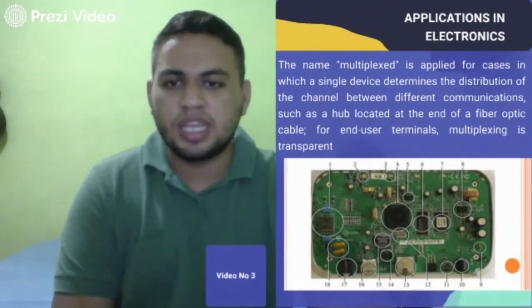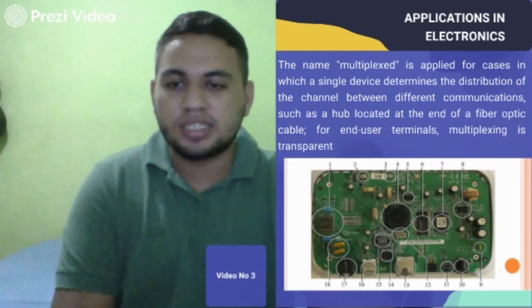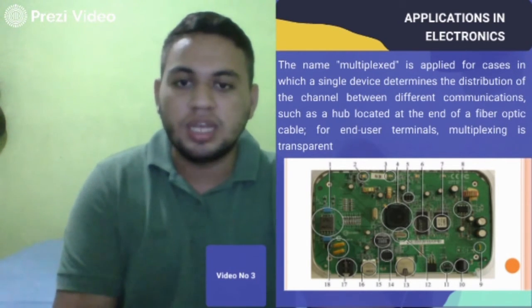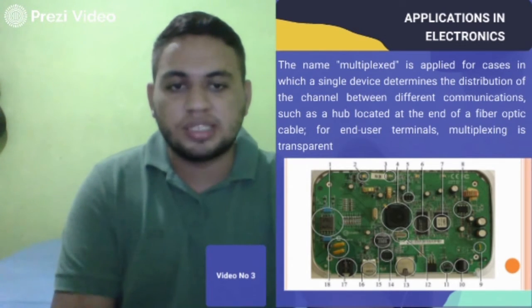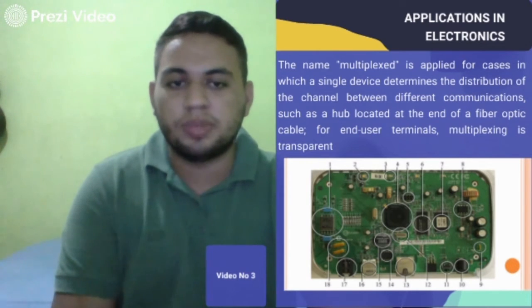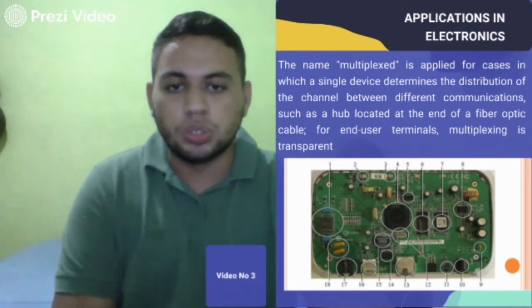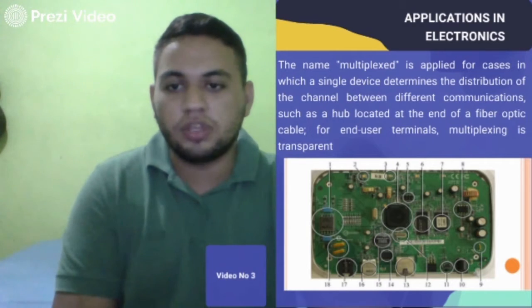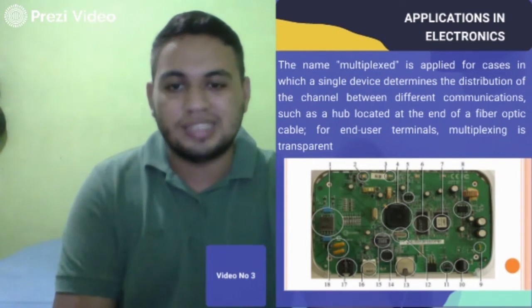Application in electronics. The name multiplexer is a case in which a single device determines the distribution of the channel between different communications, such as a hub located at the end of the fiber optic cable. For end-user terminals, multiplexing is transparent. Instead, the term media access control is used when the user terminal in communication with a device that acts as a network node must use a certain communication scheme to avoid interference between them, such as, for example, a group of mobile phones in communication with an operator's antennas.